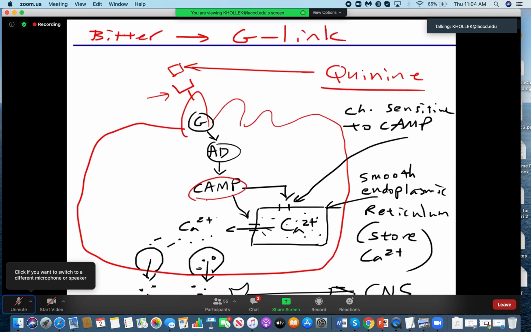In this case, it can cause the smooth endoplasmic reticulum to release calcium, which is sufficient to cause the exocytosis of these neurotransmitters. The rest of the story is the same. So in a nutshell, everything is involved with G protein except the salty taste, which involves the sodium ion, and the sour taste, which involves the hydrogen ion.